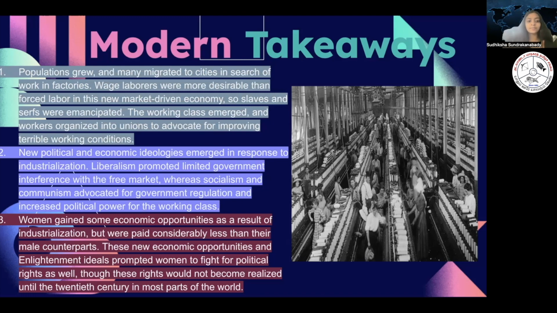the working class. And the last up, we could see that women gained many opportunities as a result of industrialization in the factory system. So many, however, were still considerably paid less, but they still had the opportunities equal to men. So Enlightenment ideals promoted women to fight for political rights as well, and they soon came to realize in the 20th century, but they started fighting for equality between men and women. They got the aspect of the factory because both men and women were working in the factory system, but now they wanted different rights like the right to vote and different things like that.